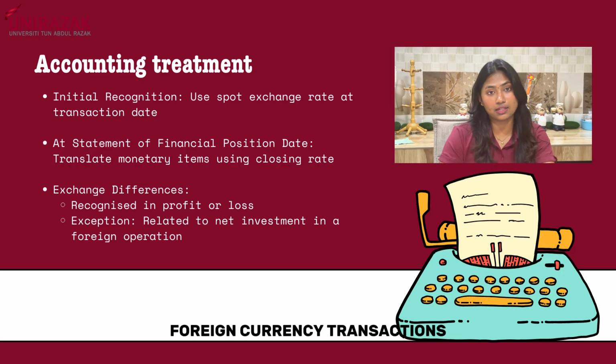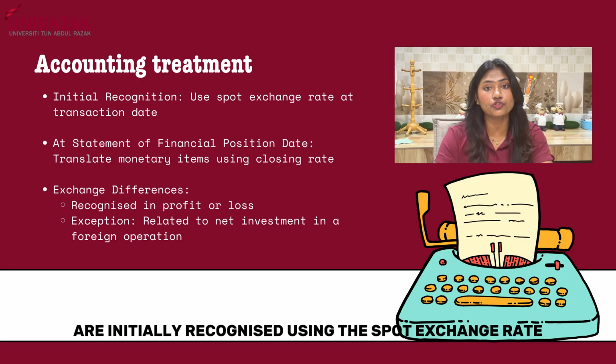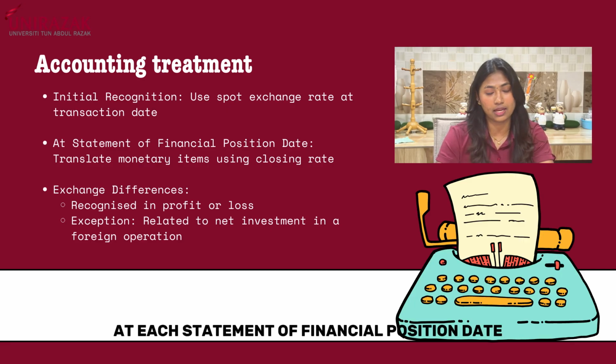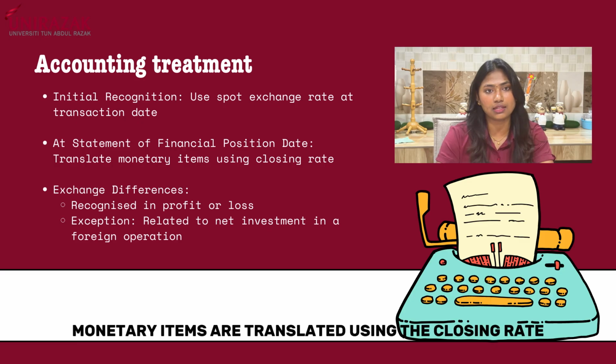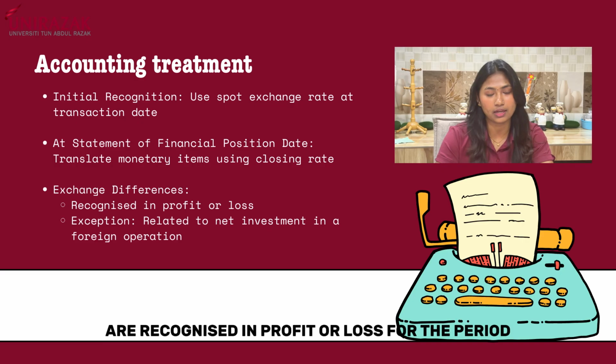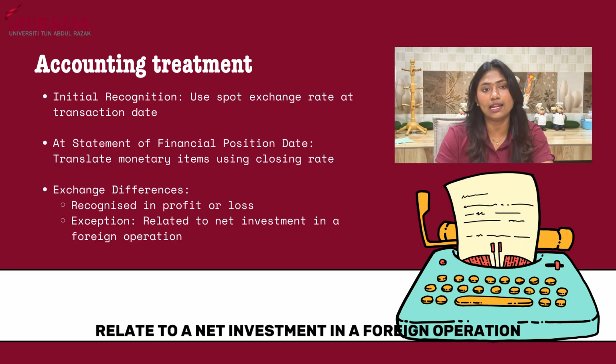Foreign currency transactions are initially recognized using the spot exchange rate at the date of the transaction. At each statement of financial position date, monetary items are translated using the closing rate. Any exchange differences arising from the settlement or retranslation of monetary items are recognized in profit or loss for the period, unless they relate to a net investment in a foreign operation.